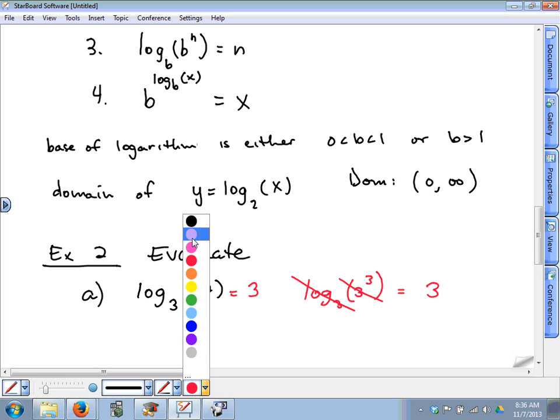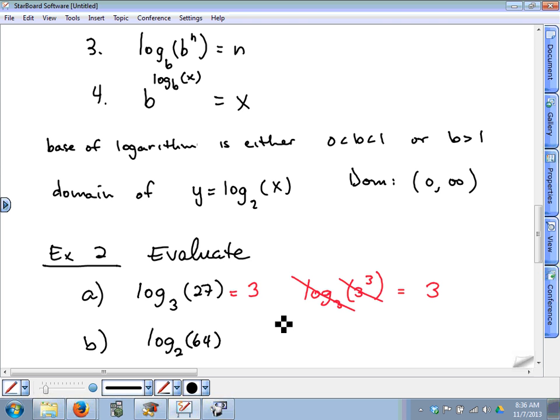And what about this one? Part B. Log base 2 of 64. What does that equal? What you're going to try to do is rewrite 64 as 2 raised to some power.